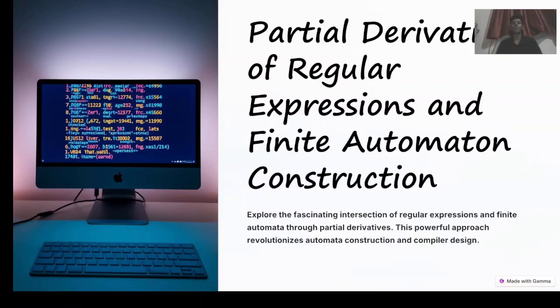I am Sujan. Now I am going to explain a topic which comes under the theory of computation. The topic is partial derivatives of regular expressions and finite automata construction. Explore the fascinating interaction of regular expressions and finite automata through partial derivatives. This powerful approach revolutionizes automata construction and compiler design.